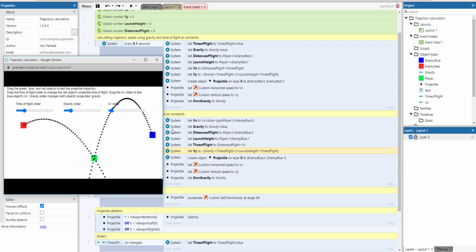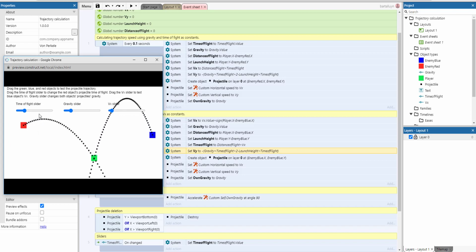And what both enemies do, what they have in common, is they fire projectiles towards the player. And how this is controlled is using these three sliders here on top. So the left enemy, the red enemy, is controlled using the time of flight slider and the gravity slider. The blue one is controlled using the VX slider and the gravity slider. So it's two different ways of calculating how the trajectories should work, but it actually does the same thing.